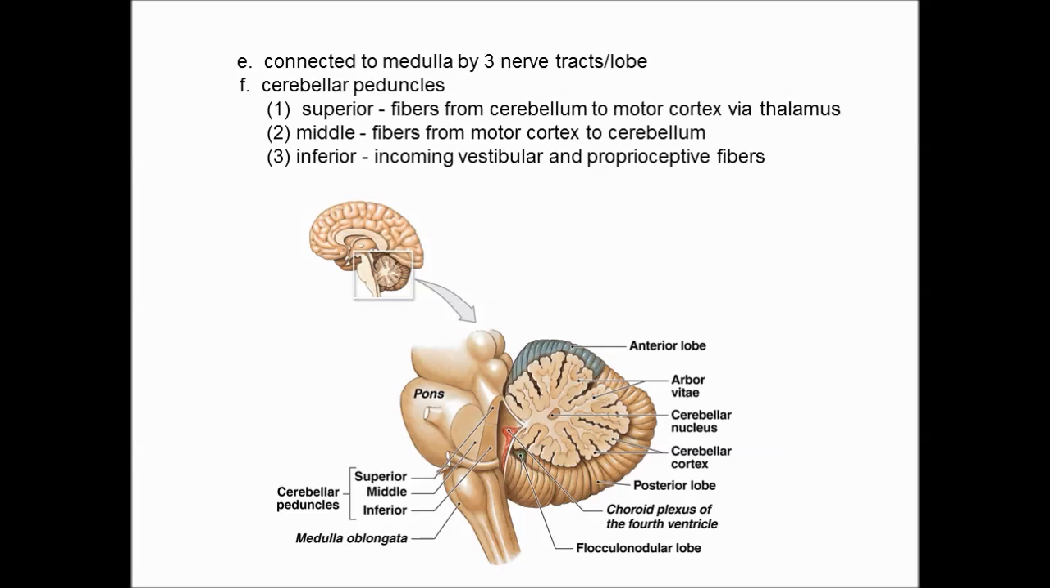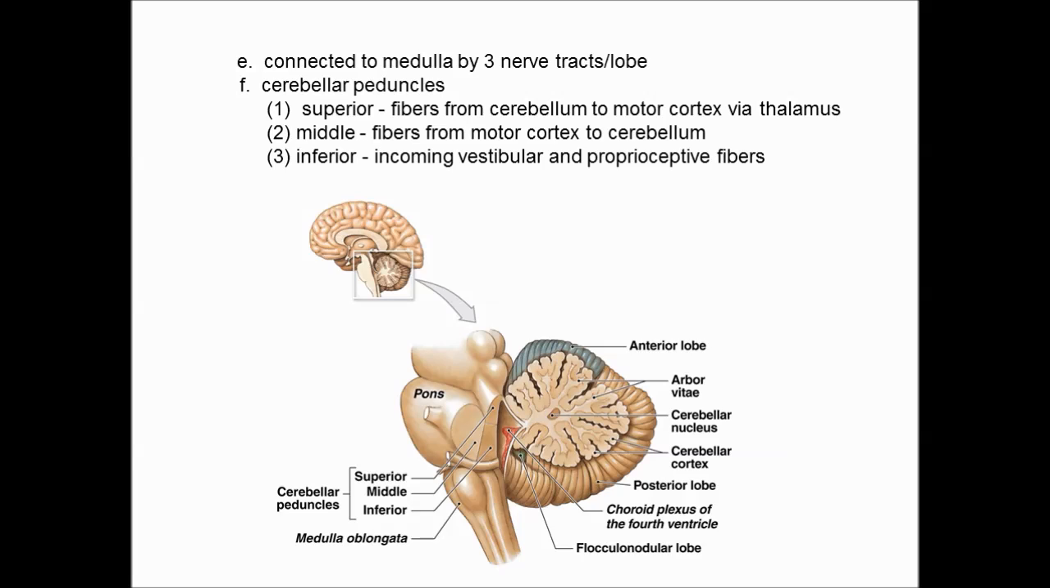The middle tract contains fibers from the motor cortex back to the, I said that backwards. The superior is cerebellum to the motor cortex. The middle is motor cortex to the cerebellum. So there's this communication going on between the two, and what they're trying to do is integrate, as we said before, the vestibular and proprioceptor activity. So the inferior tract right here has information coming from the spindles and from the Golgi apparatus and all those joint receptors and so forth, coming up and going into the cerebellum.